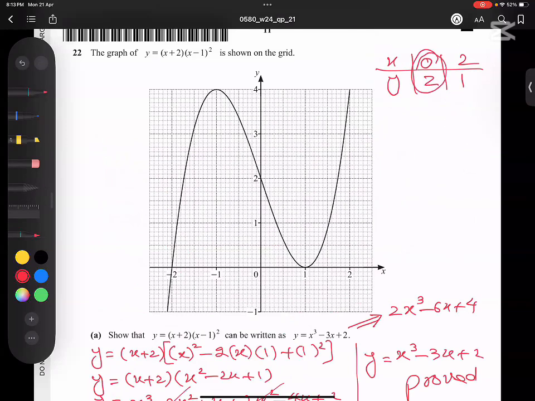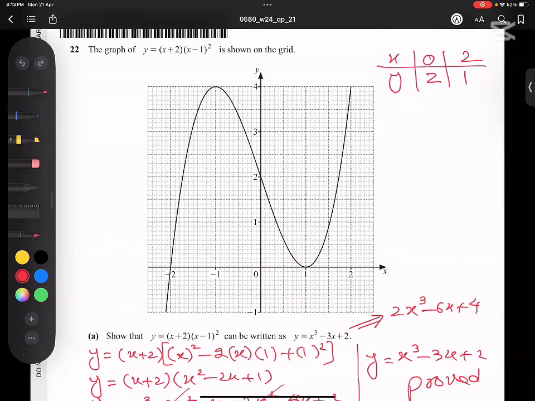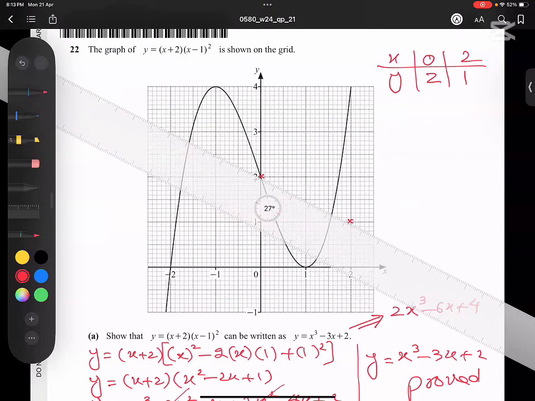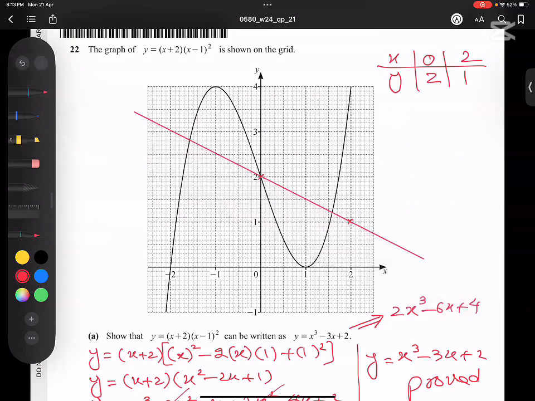So x0, y2, x0, y2. Repeat. Here x0, y0. Here x0, y1. Here x0, y2. I believe you understand how I got to this point. X is 2, y1. X is 2, y1 here. So I get this point. Now I label it and I draw it with a scale, okay. And when I draw it, I believe you understand, make arrows on both sides.